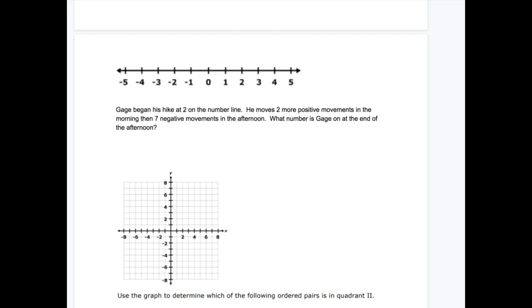Gage began his hike at 2 on the number line. So that's going to be here. He moves 2 more positive movements in the morning and then 7 negative movements in the afternoon. What number is Gage on at the end of the afternoon?